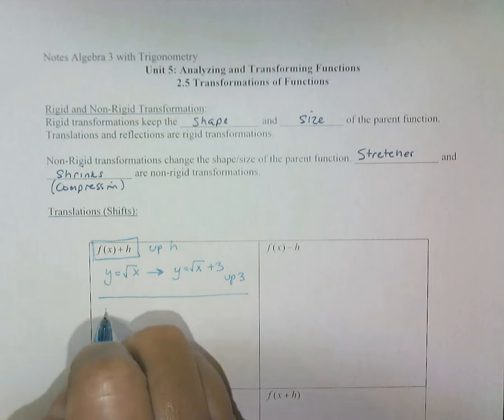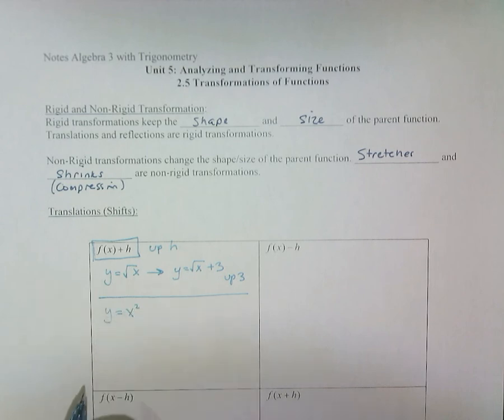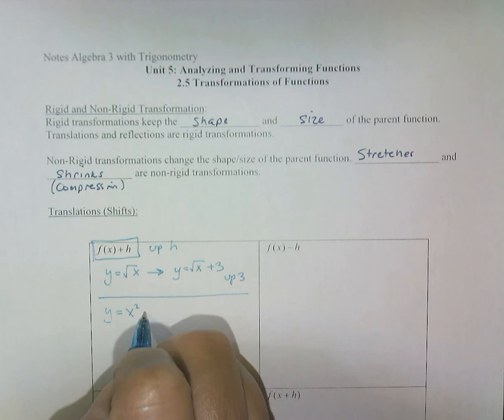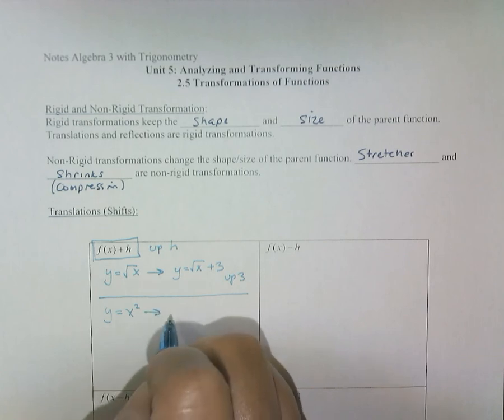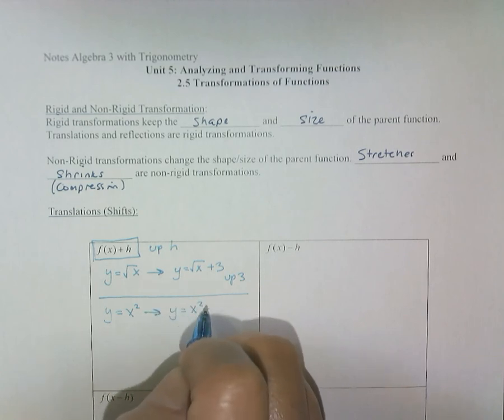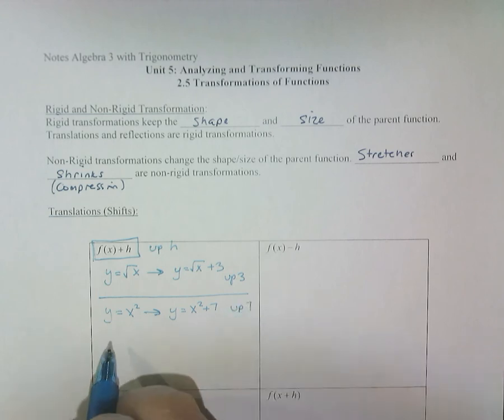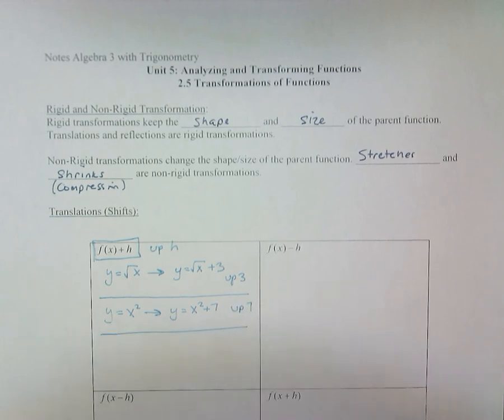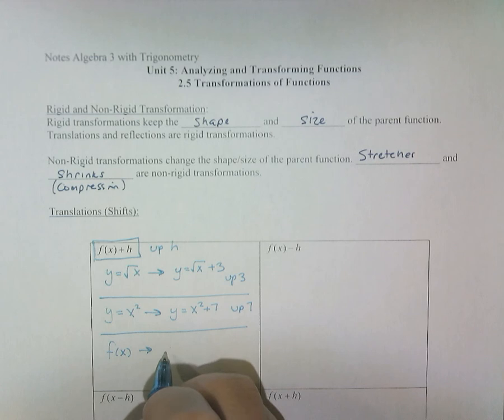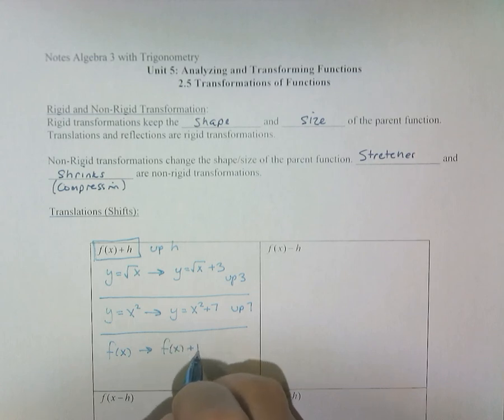If I had y equals x squared to start with, that's my parent function, and I want to transform that using y equals x squared plus 7, that is going to go up 7 units. So for the function f of x that transforms into f of x plus 1, I'm going to go up 1.